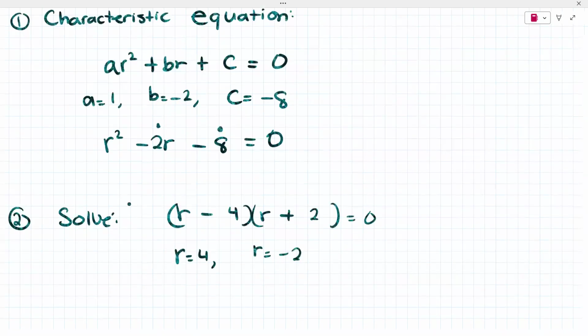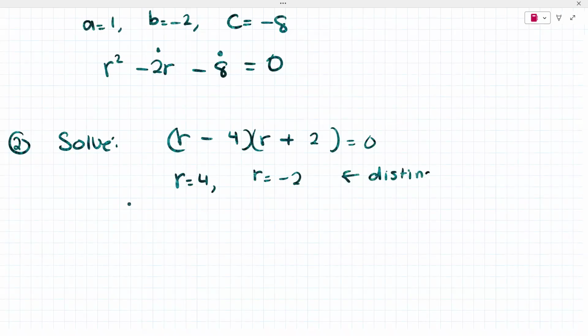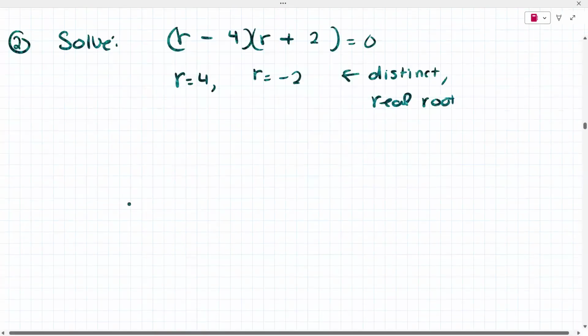What can we say about these two roots? They are distinct. That means they're two different numbers. And what else? They are real, right? There's no imaginary, so it's real. So step 3, try to put it in the general form.